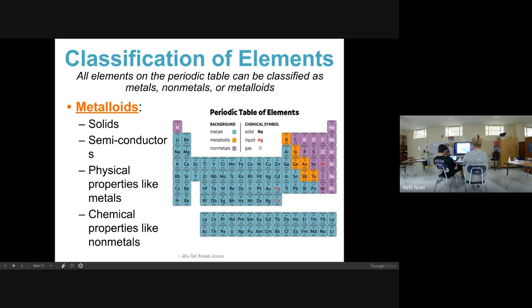All right, metalloids are solids. They're semiconductors. You'll find a lot of this, like silicon, and I forget what the other one is, in computers. Their physical properties are like metals, but they act like nonmetals.